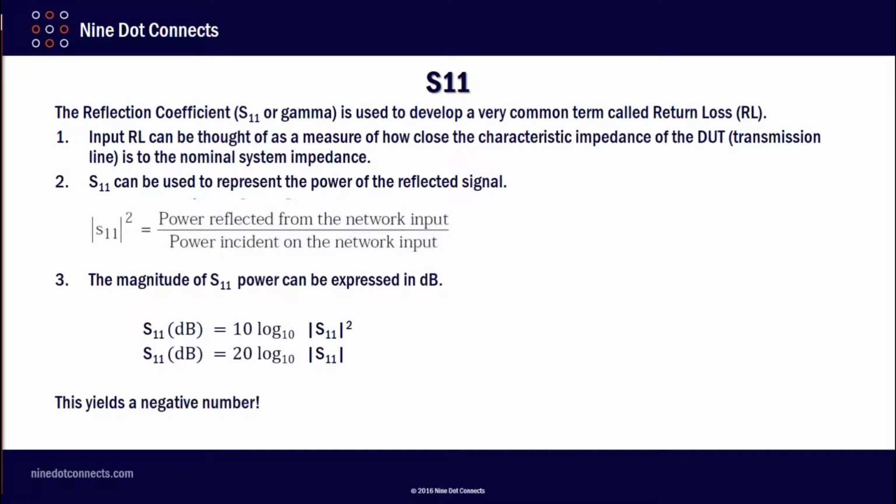The magnitude of S11 power can be expressed in dB. Notice here that the basic equation is 10 log base 10 of the magnitude, but because this is squared, you can move the 2 over here to create 20, and that removes the square of this term. Understand this yields a negative number. This is important.